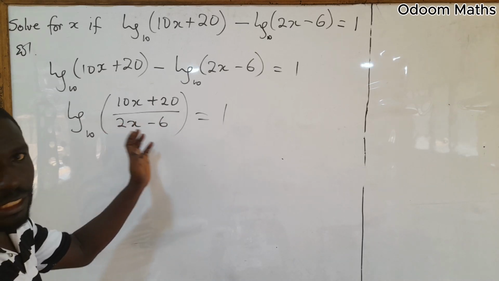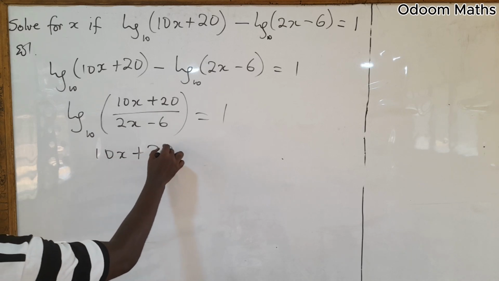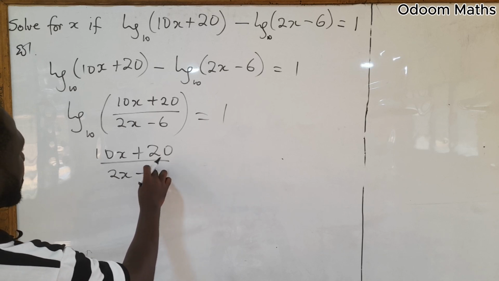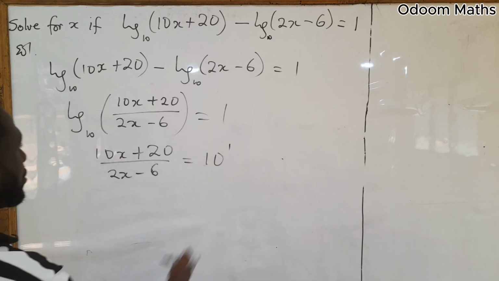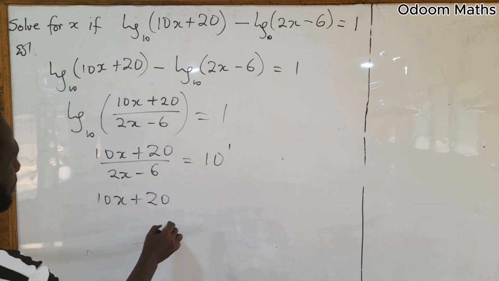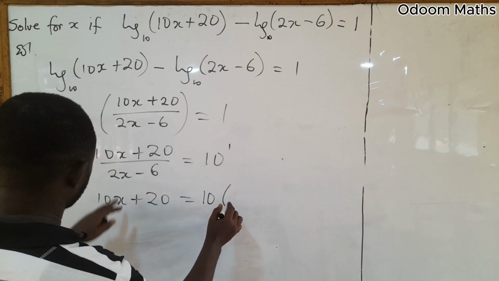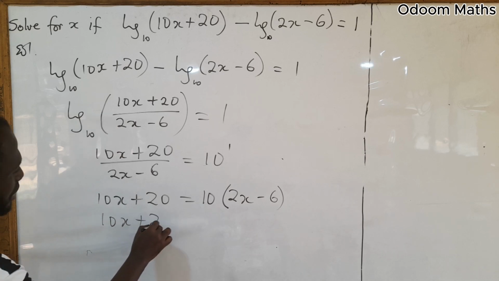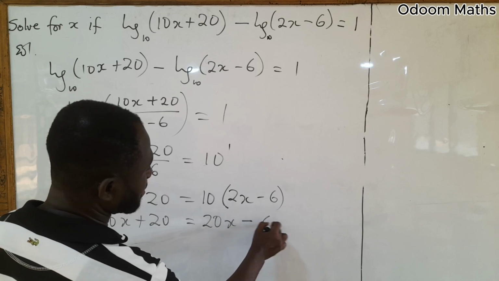So we change this to indices. That is, this should come and be a base here. So that is 10x plus 20 over 2x minus 6 equals 10 to the power 1. Okay. So this is 10x plus 20 equals, this should multiply this. Now this is 10 into brackets 2x minus 6, then 10x plus 20 becomes, this is 20x minus 60.